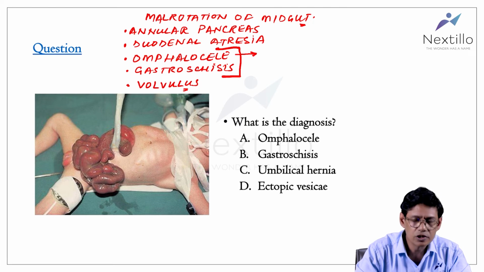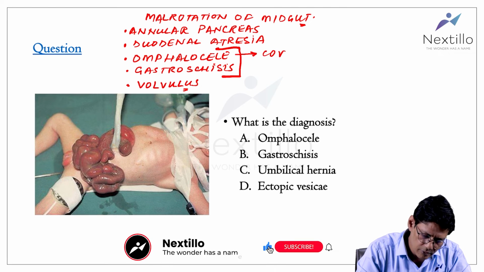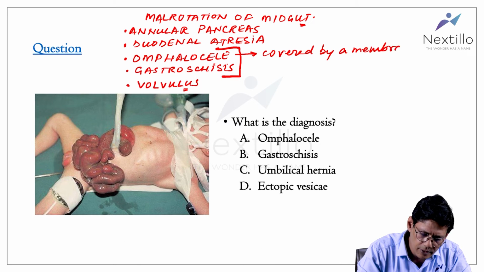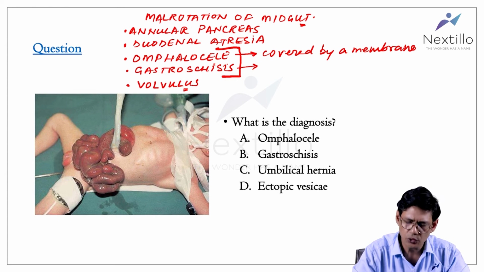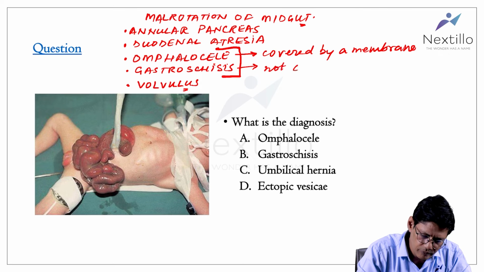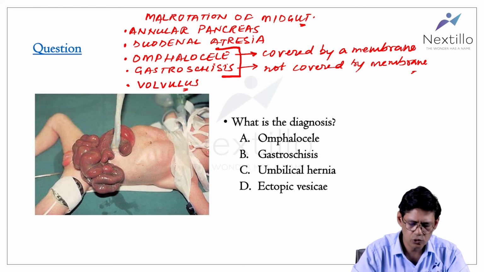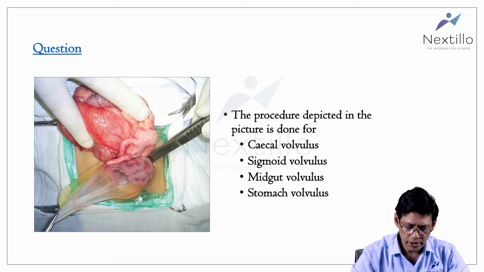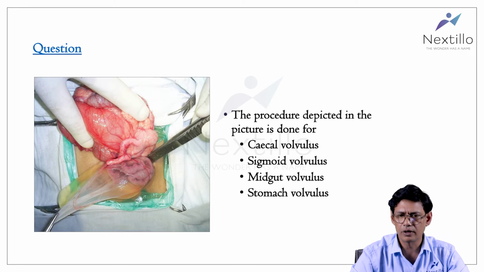Omphalocele is covered by a membrane, whereas in gastroschisis, the herniated part of the intestine is not covered by a membrane. And therefore, this picture that we see over here is basically of gastroschisis. If this would have been covered by a membrane, it would have been omphalocele. The procedure depicted in this picture is done for.